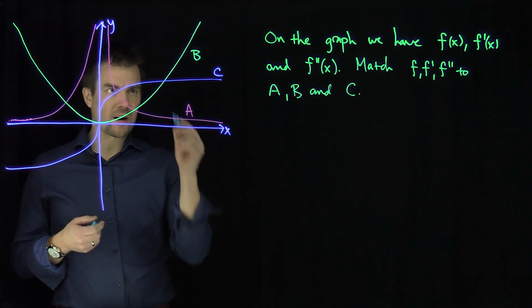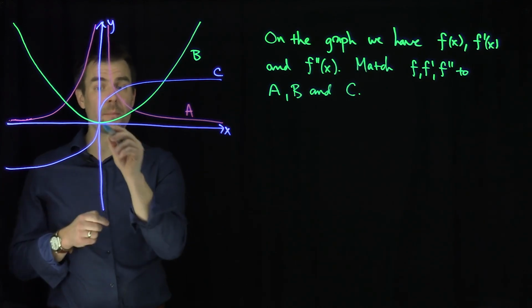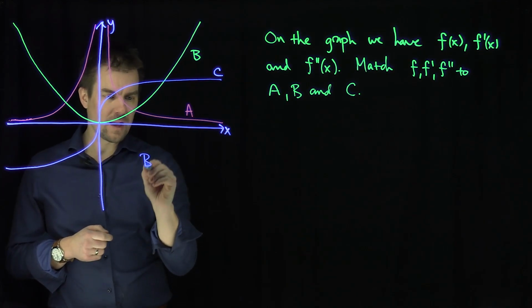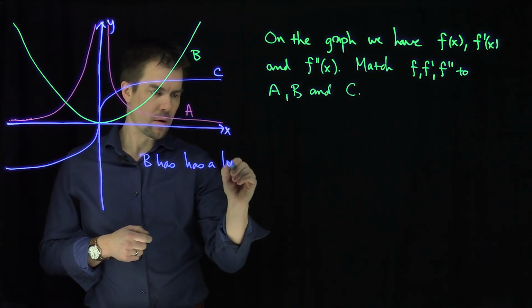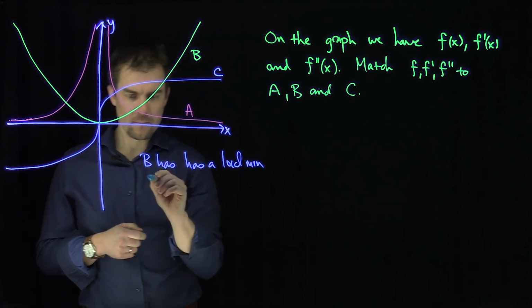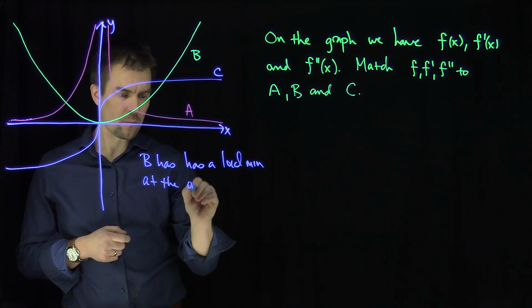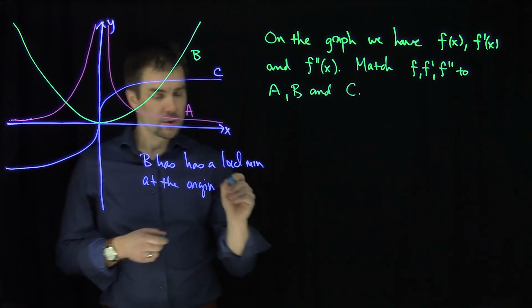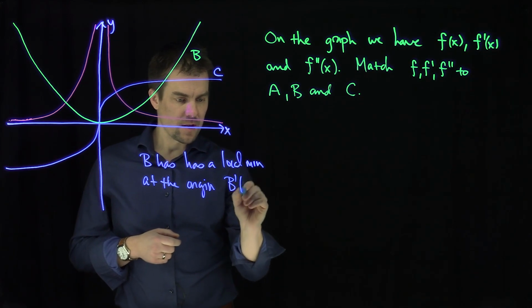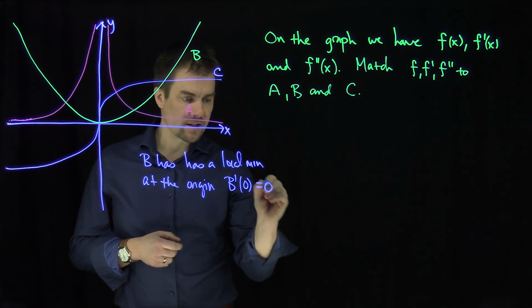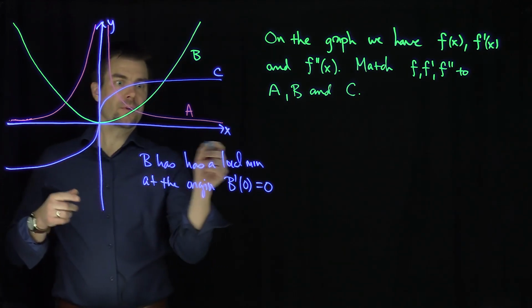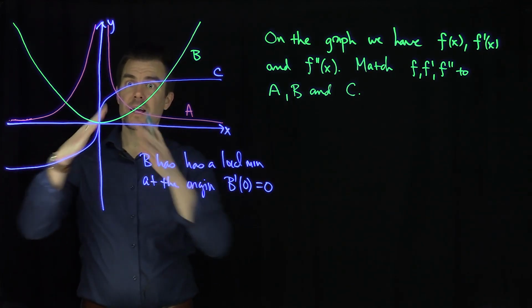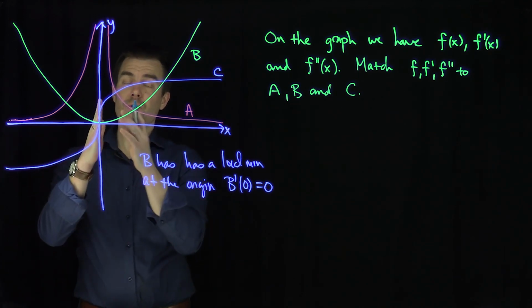Notice one thing we can say on graph B is that B has a local minimum at the origin. So whatever the derivative of B is, the derivative of B at 0 has to be 0, because there's a local minimum there. It looks like this function A has a discontinuity, or an infinite discontinuity at the origin.